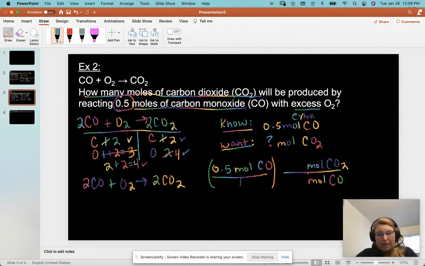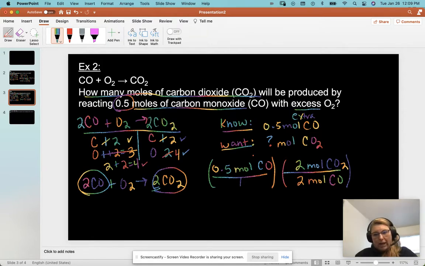Now I can go back to my balanced equation. And remember, the whole reason we balanced it is because we need those coefficients to fill in the numbers in front of the moles. So I'm going to look for CO2, and it's right here. And the number in front of it is 2. So I'm going to put 2 moles of CO2. Then I'm going to do the same thing. I'm going to look for carbon monoxide, CO. It's right here. And the number in front of it is also 2. So I'm going to put a 2 there.